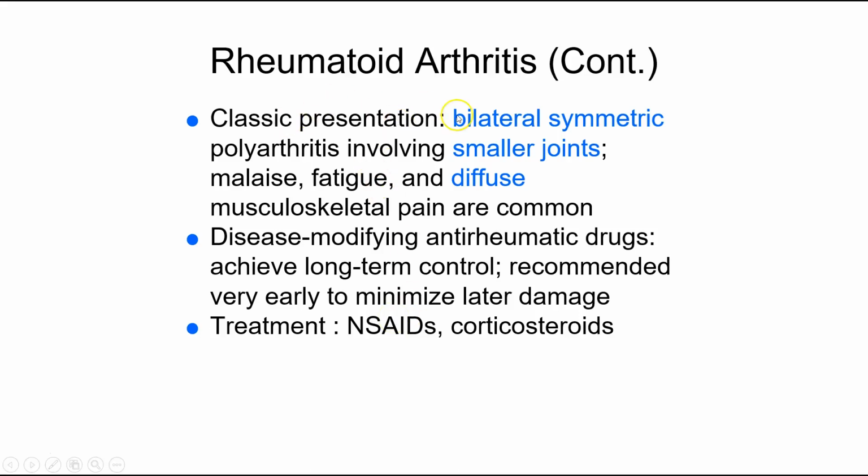The classic presentation for RA is that the joints affected are bilaterally symmetrical, which means both hands at the same time. Even if you're extremely right-handed or extremely left-handed, you'll feel pain in both of those. It can go with systemic issues as well. Malaise and fatigue are going to be common as well.